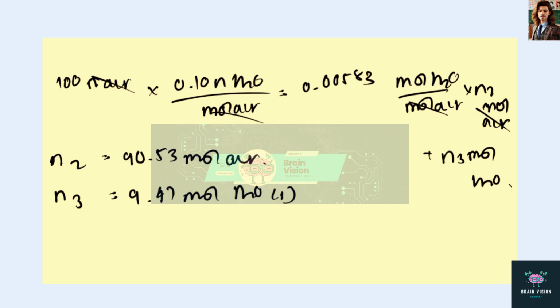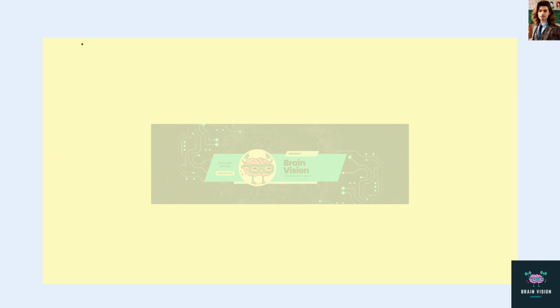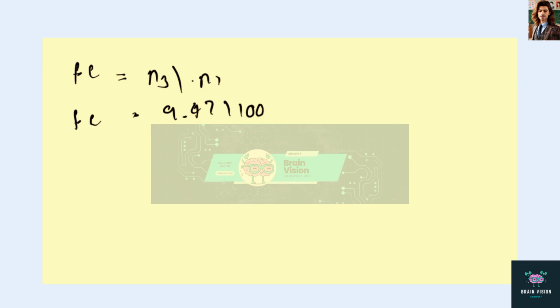So we can calculate the fraction of water that we have condensed. The fraction condensed, FC, is equal to N3 divided by N1. So FC is equal to 9.47 divided by 100, because remember we assigned N1 100. Fraction condensed is 0.0947.